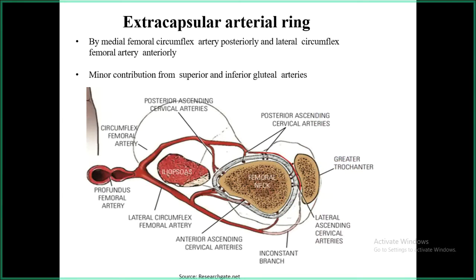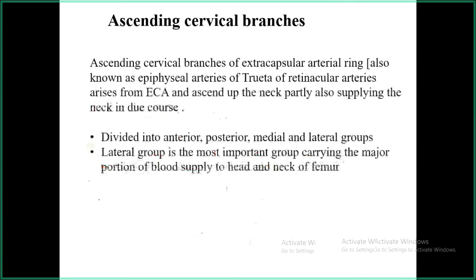This is the schematic diagram showing extracapsular arterial ring, which is mainly supplied by lateral circumflex femoral artery as well as medial circumflex femoral artery. And there is a minor contribution from superior as well as inferior gluteal arteries.